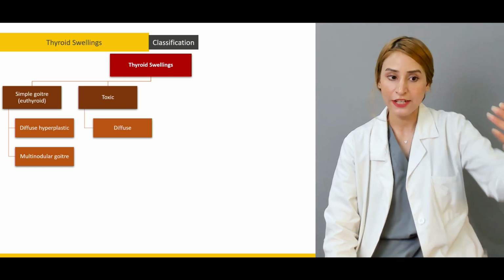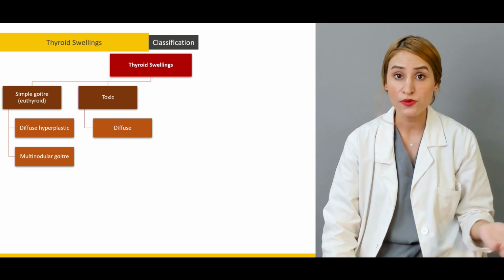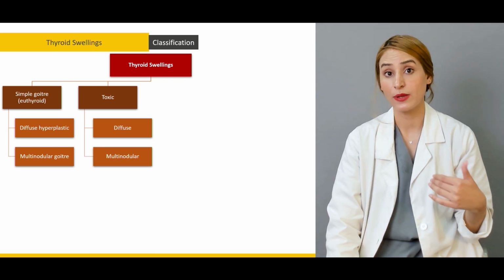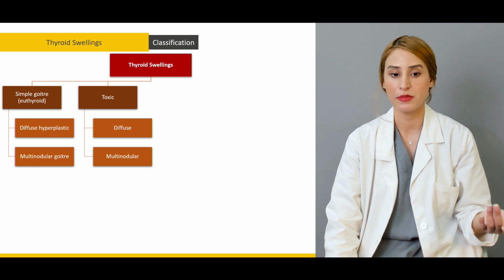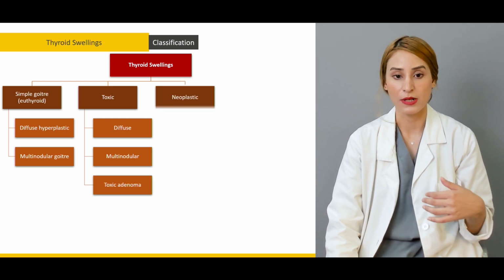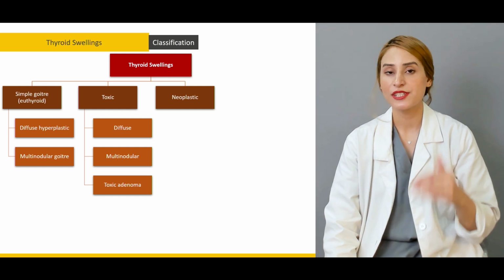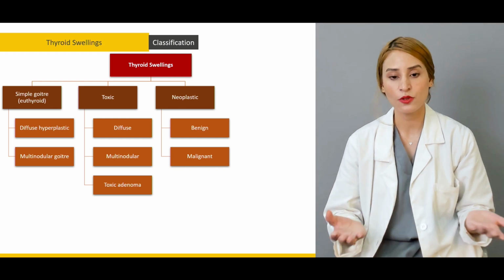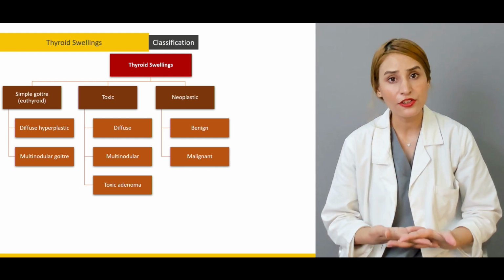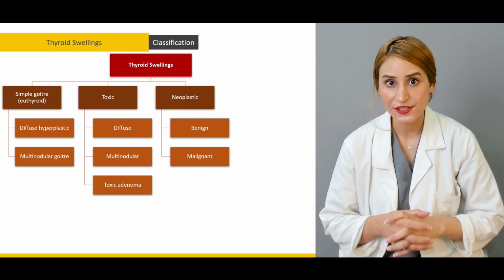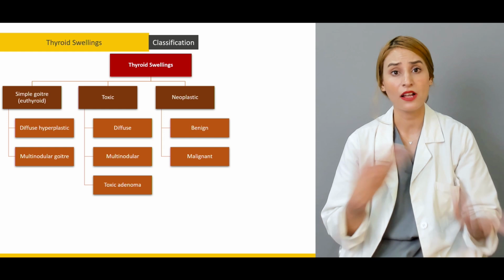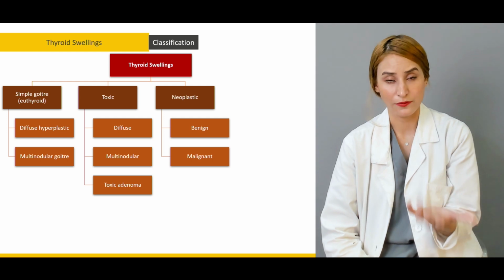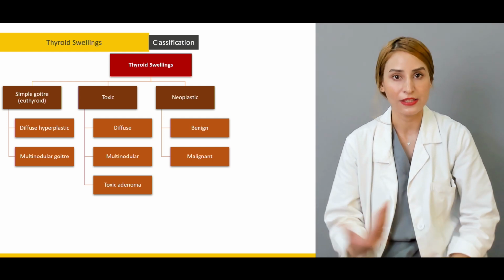So if this is a simple goiter, it can be diffuse hyperplastic, or it can be a multinodular goiter. The thyroid swelling can also be toxic: it can be diffuse again, it can be multinodular, or it can be a toxic adenoma. And there is another category, which is the neoplastic. You have benign and malignant; in benign you have the adenomas, but in malignancy you have follicular carcinoma and papillary carcinomas. Basically there are a lot of malignant carcinomas which are invading the deeper structures, and that's why they're called malignant.